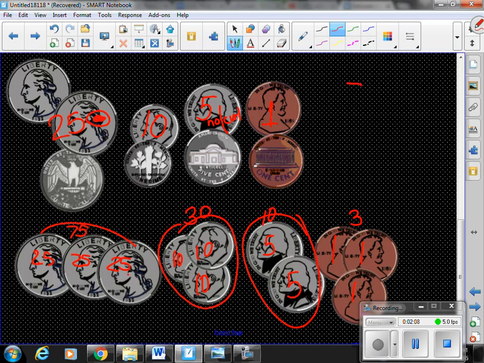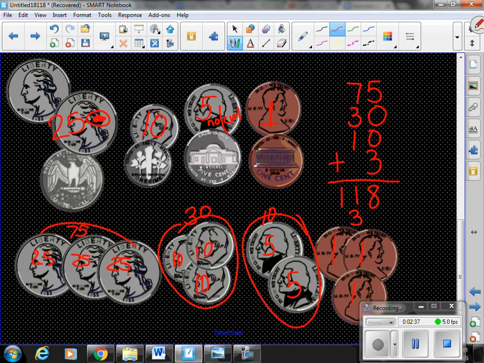Then you're going to add those amounts together. 75 cents plus 30 cents plus 10 cents plus 3 cents. Simply using your addition skills to figure out how much money you have in coins. So we have 5 and 3, which is 8. 7 tens plus 3 tens is 10 tens plus 1 more gives me 11 tens, which is 110 plus 8 is 118.